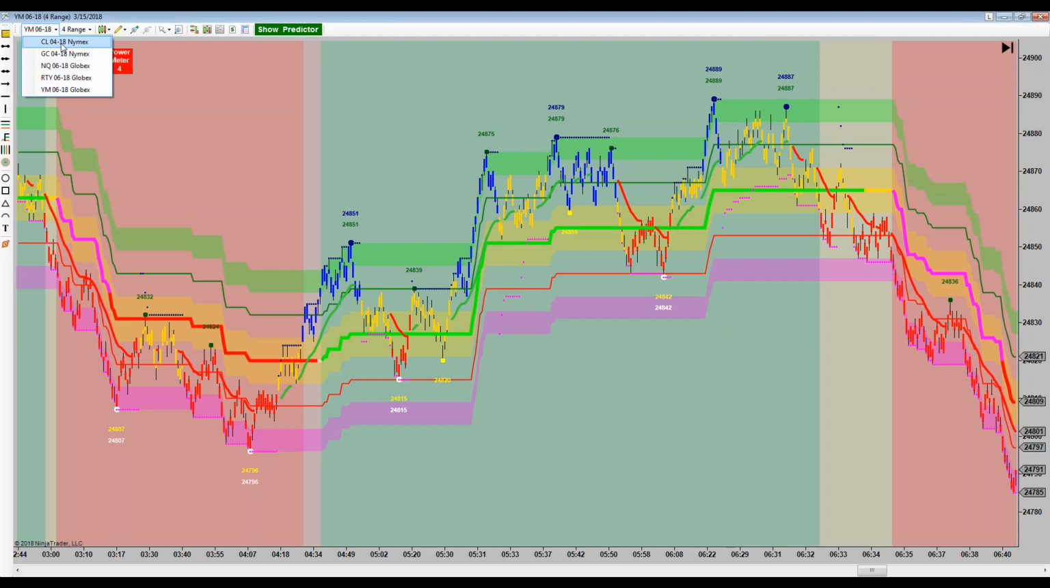Crude oil is a commodity, $10 a tick. We're getting ready to roll that contract tomorrow. And gold is also $10 a tick. Russell, RTY, we just switched all the equities from the March to the June contract. So they're all June, $5 a tick. So each tick in that instrument, as well as YM, the mini Dow, is $5.